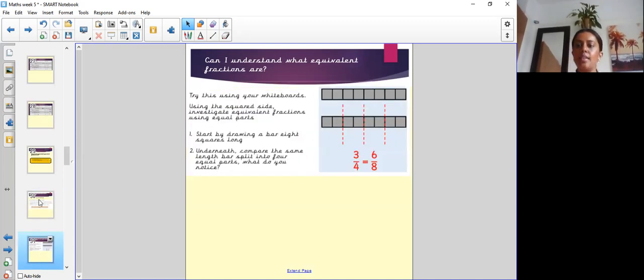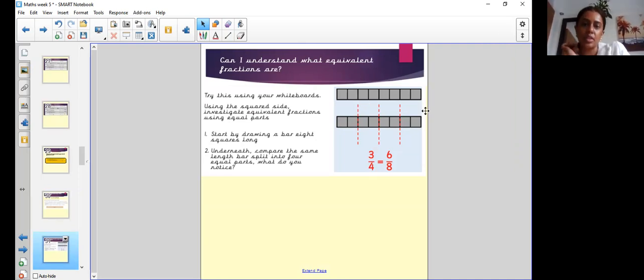So have a go at trying that challenge with your strip of paper. Take your time to fold it and make sure the papers are of equal size. It says, try using your whiteboards, using the squared side, investigate equivalent fractions using equal parts. Start by drawing a bar 8 squares long. Underneath, compare the length of the bar split into 4 equal parts, and what do you notice?